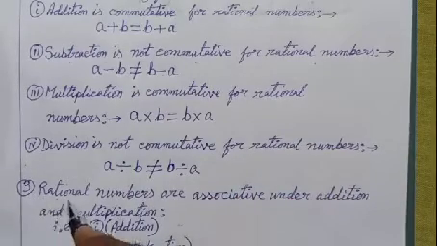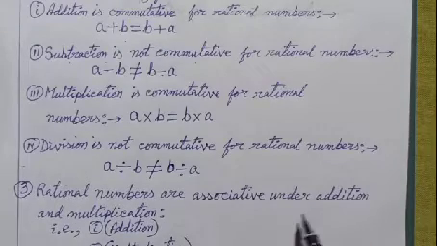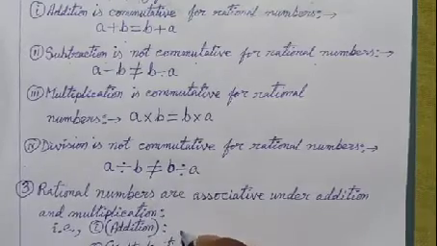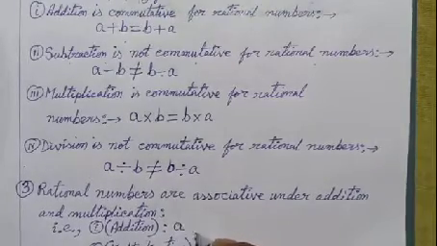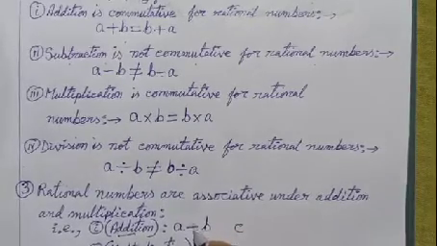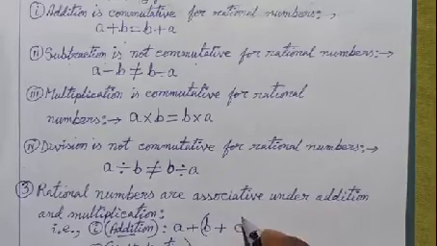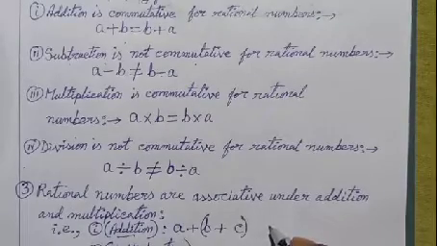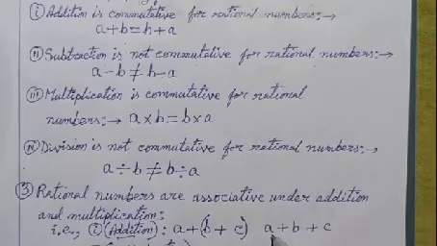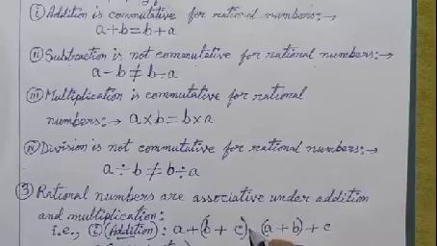Now number 3, rational numbers are associative under addition and multiplication. Roman number 1, addition. If we take any three rational numbers a, b, and c, since this is addition, we add these three rational numbers, b and c grouped together by using a bracket, and in the second case a plus b plus c, in this case we are grouping differently. a plus b are grouped by using a bracket. These two answers must be equal.